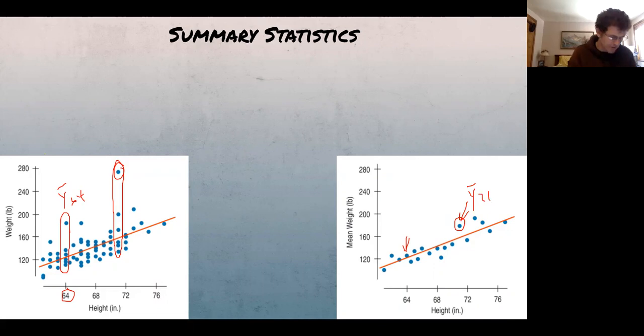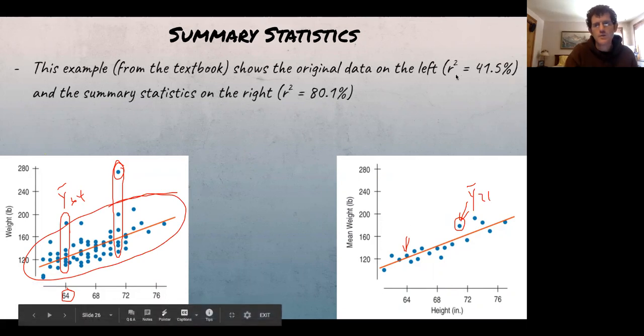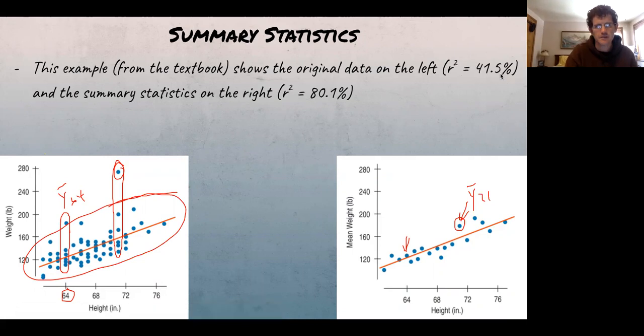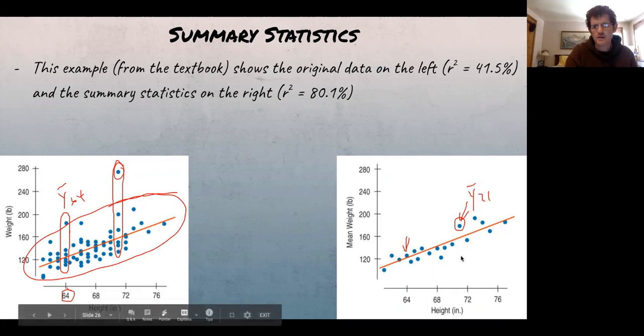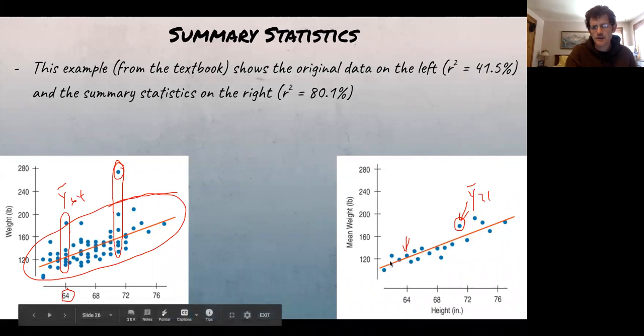If I did a regression analysis on all these original data points, I would get an R squared of 41.5%. But when I do the regression analysis for that on the right, it's an 80.1% coefficient of determination. And again, 80.1% of the variation in these summary statistics is explained by a difference in height. But only 41.5% of the variation in weight is explained by individual differences in height.